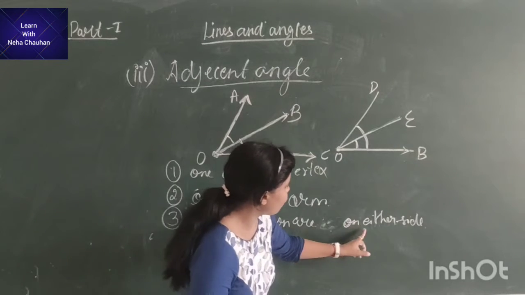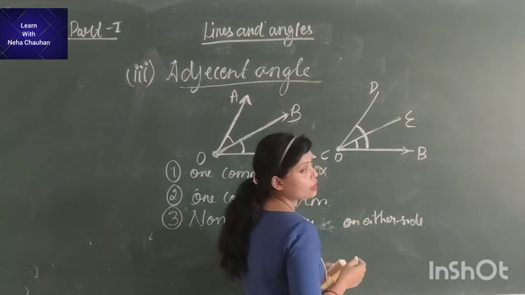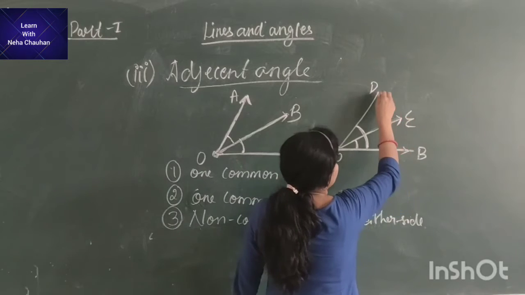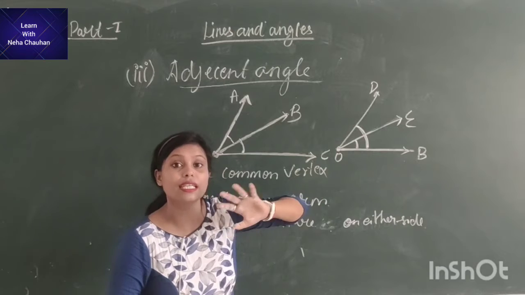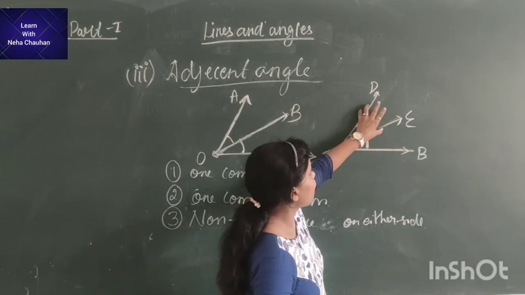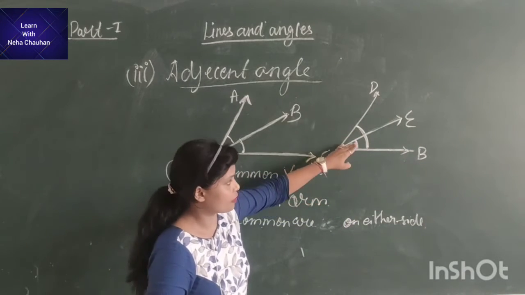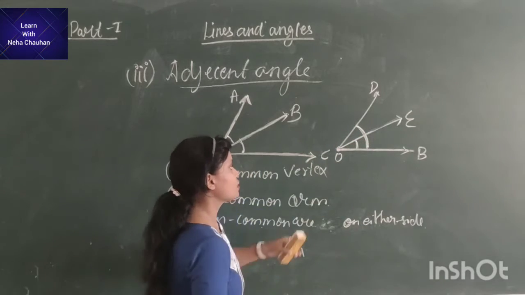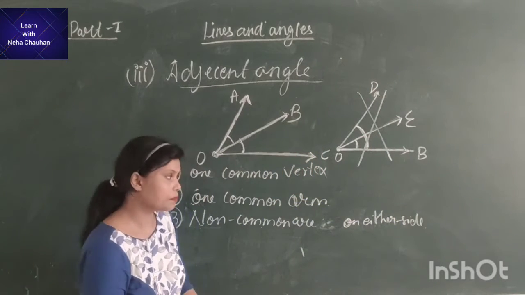Non-common arms on either side. What are the non-common arms in these two? This and this. These are non-common arms and these are not on either side. They are adjacent to each other, right? They are just on the next side. So this is not an adjacent angle, okay?